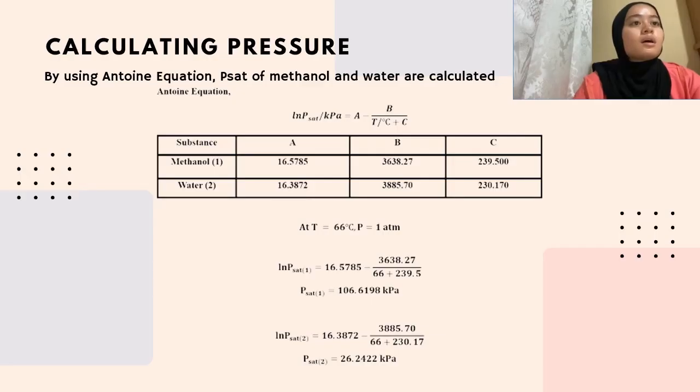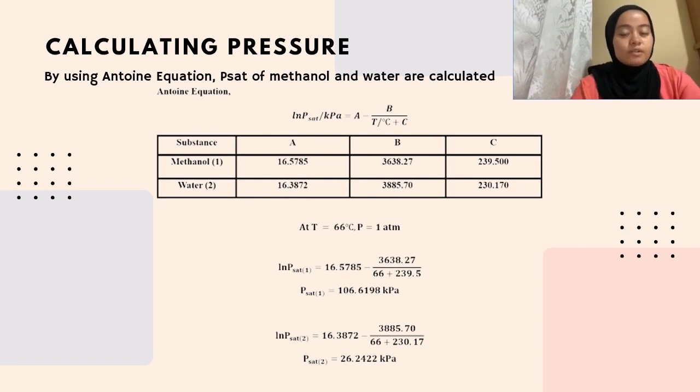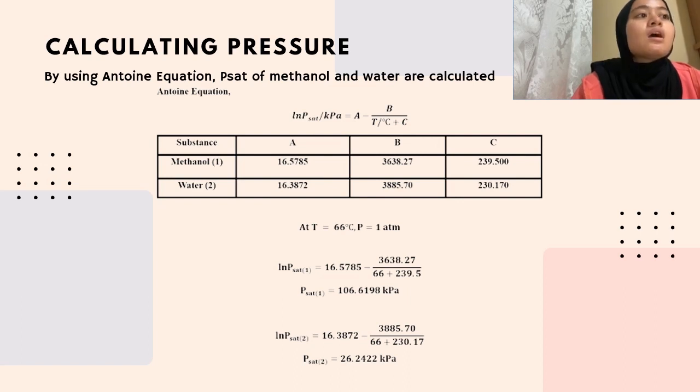Hi, my name is Shalini Nurul, and I'll be presenting the pressure calculation. By using the Antoine equation, the saturated pressures of methanol (1) and water (2) can be calculated. The equation listed in the slide is ln P_sat equals constant A minus B over temperature plus C. We get the saturated pressure of methanol (1) as 106.6198 kPa. Meanwhile, for water (2), it is 26.2422 kPa.